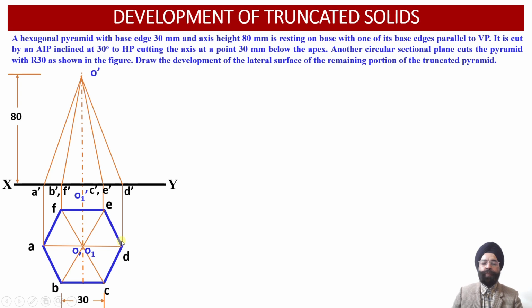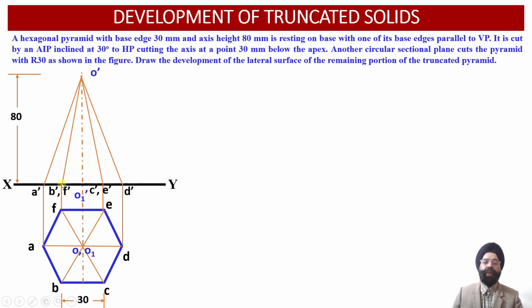And finally the base point D has been projected as point D dash onto the XY reference line, and the axis point O1 has been projected as point O1 dash onto the XY reference line. So now we can join all these slant edges O dash A dash, O dash B dash, O dash C dash, O dash D dash, O dash E dash, and O dash F dash over here.